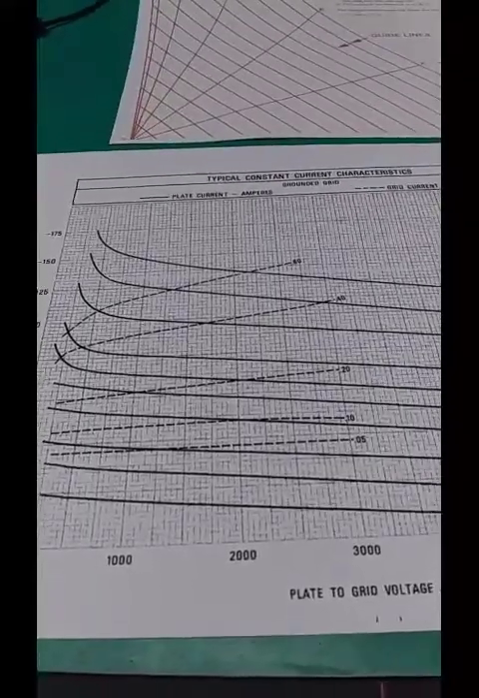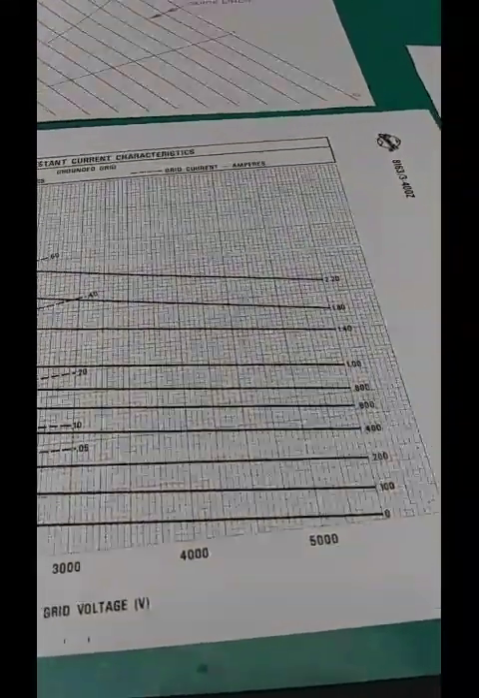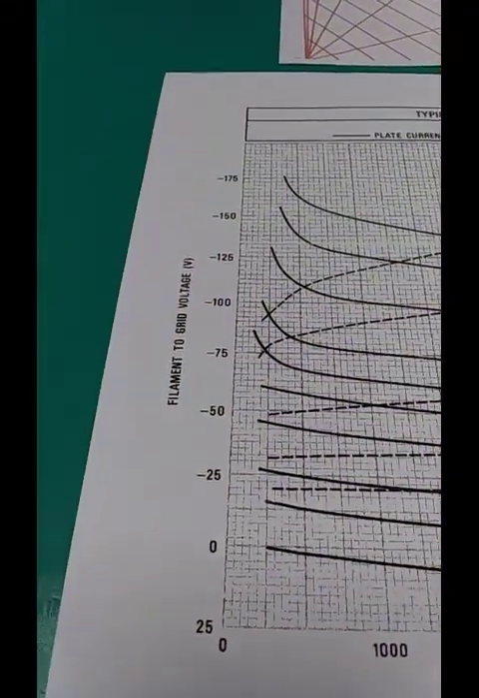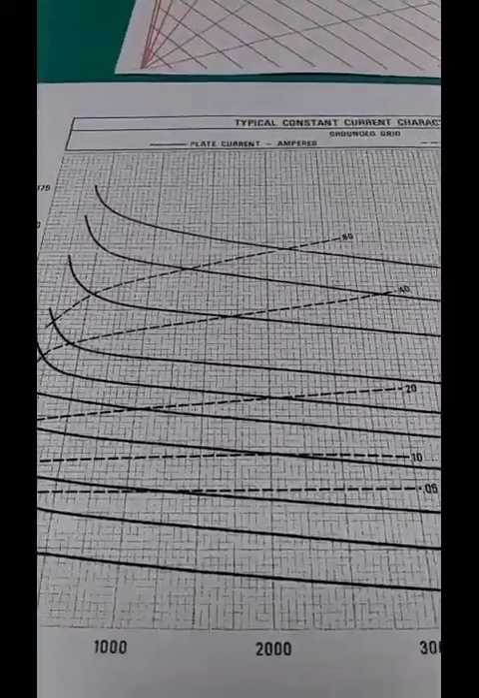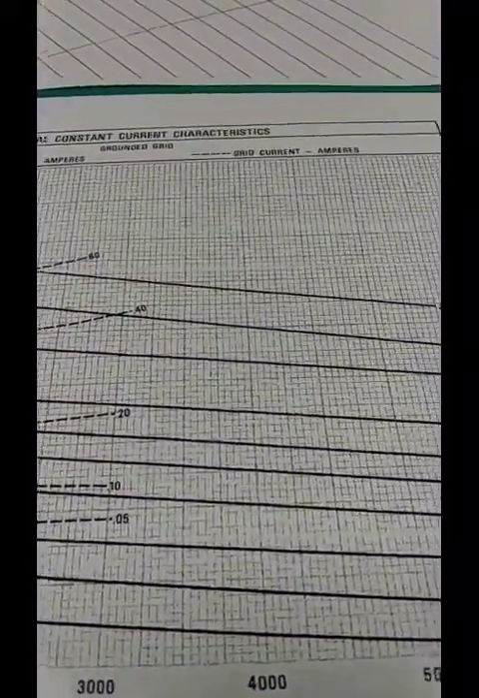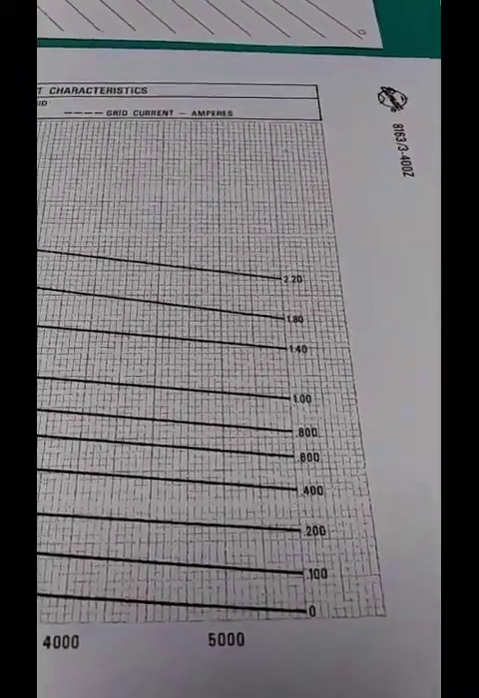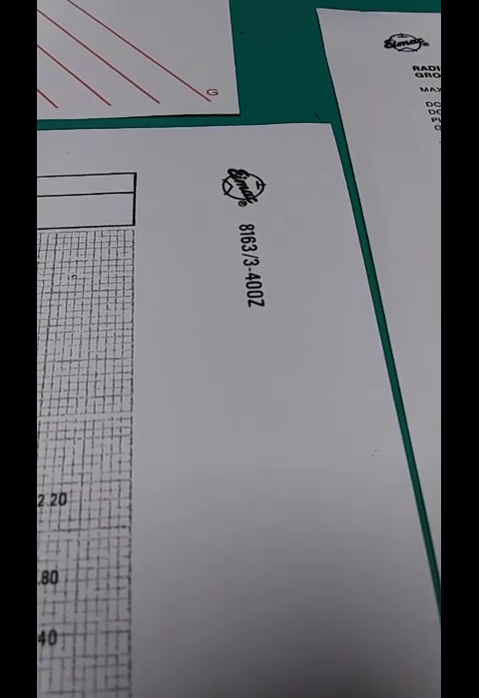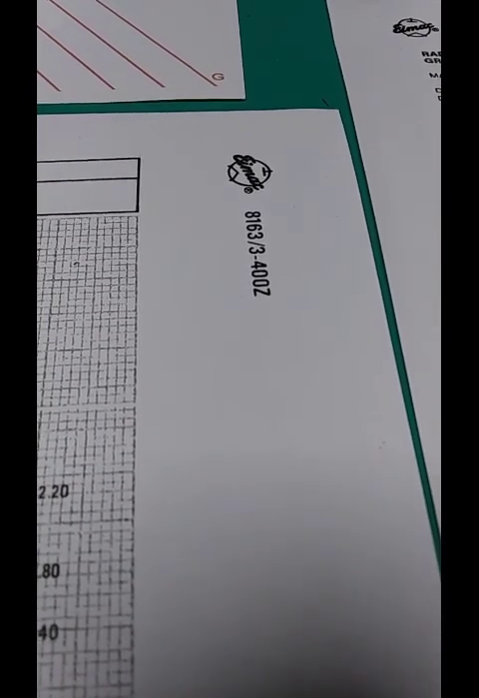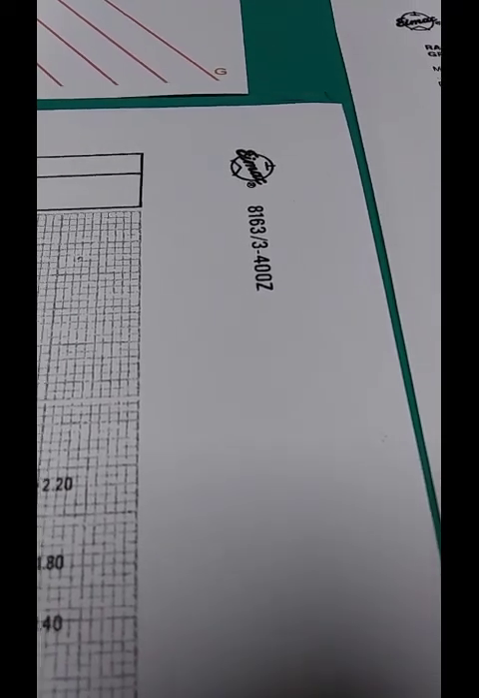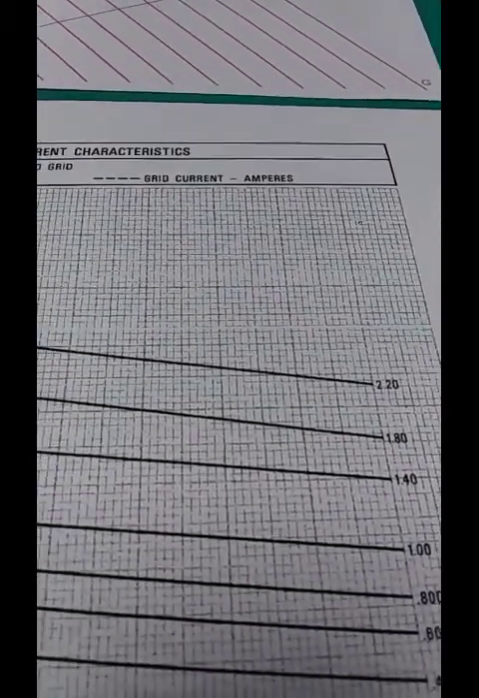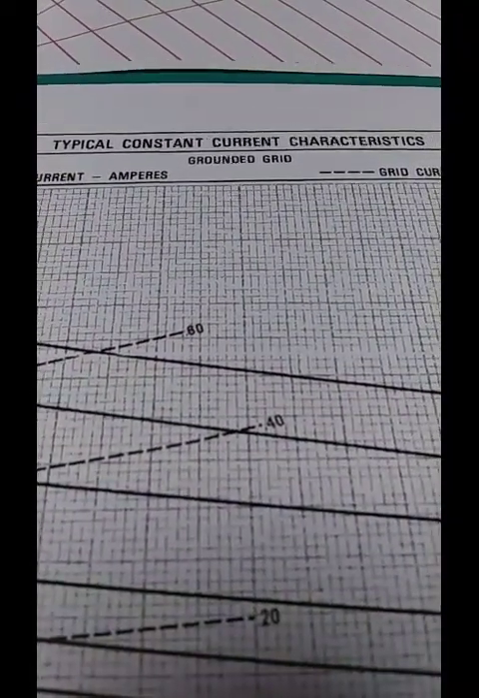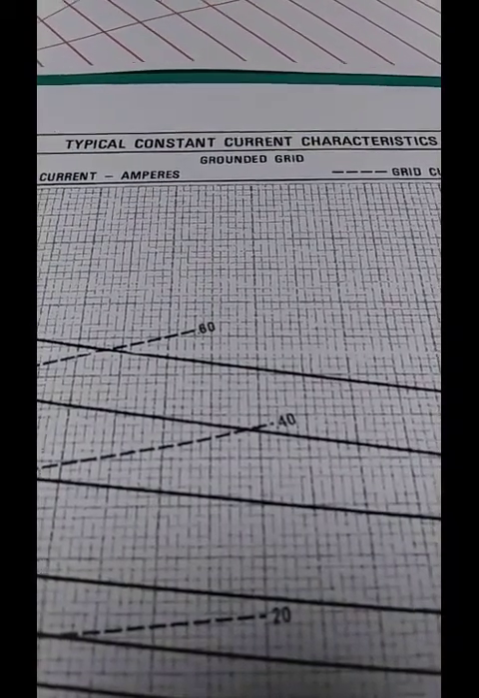These are called plate curves. In testing, they vary grid voltage, filament to grid on the left, against plate voltage, and they generate different curves which represent current. This is a complicated curve tracing job. And this is for the 8163 3-400Z specifically. I happen to have that exact tube, and I'm designing an amplifier to use it. Under no circumstance use a graph for a different tube. It won't work. This will be a Class B grounded grid. It must be constant current characteristics for the grounded grid for that tube.